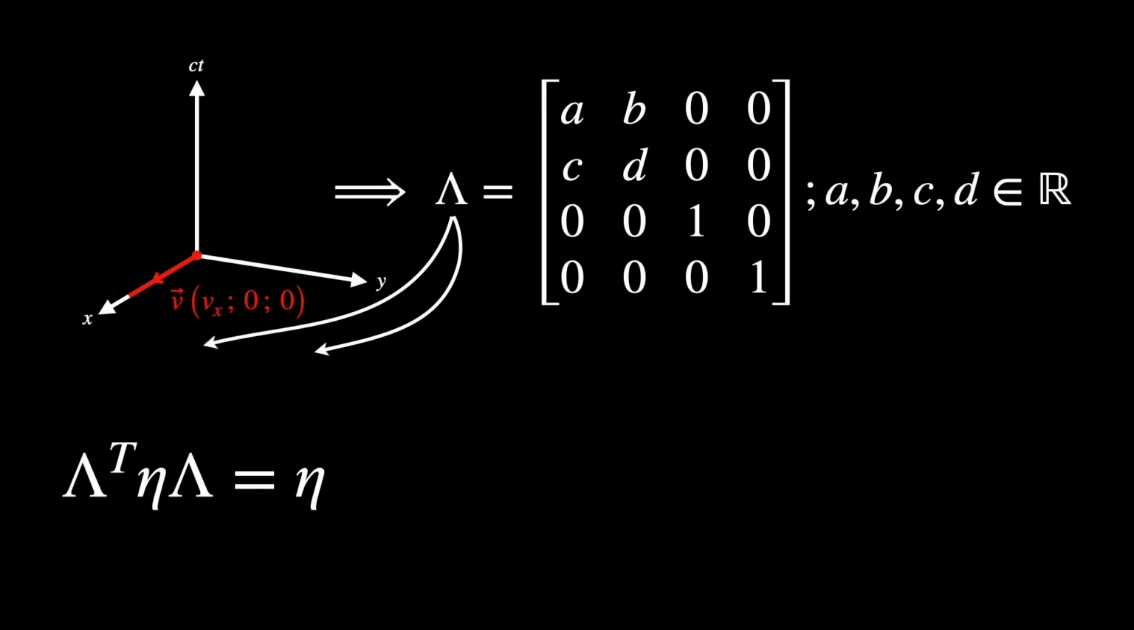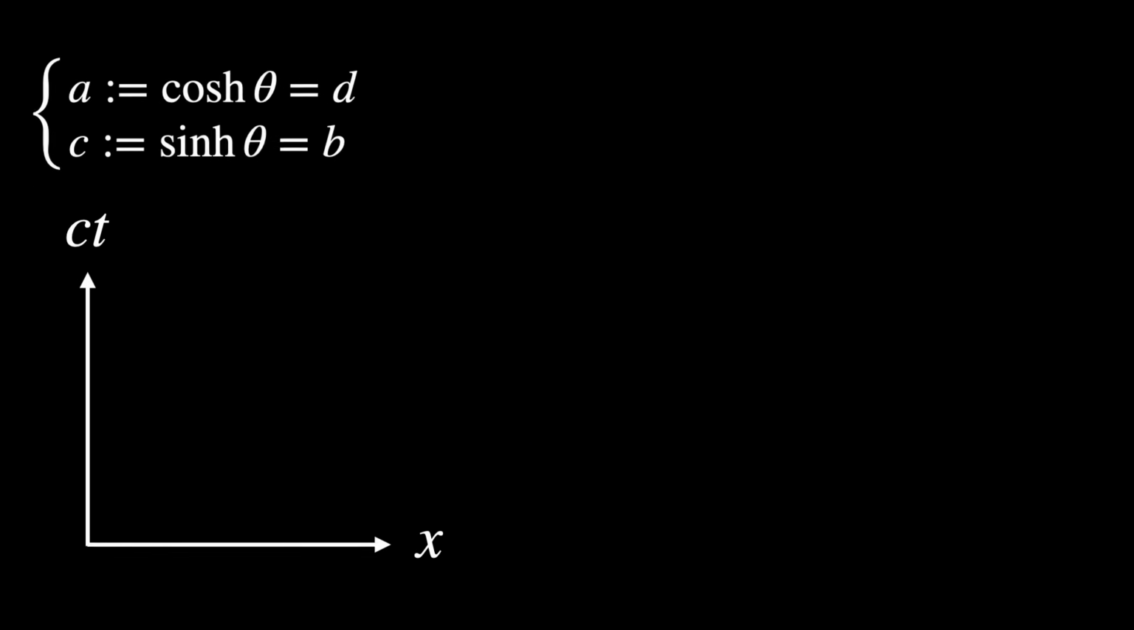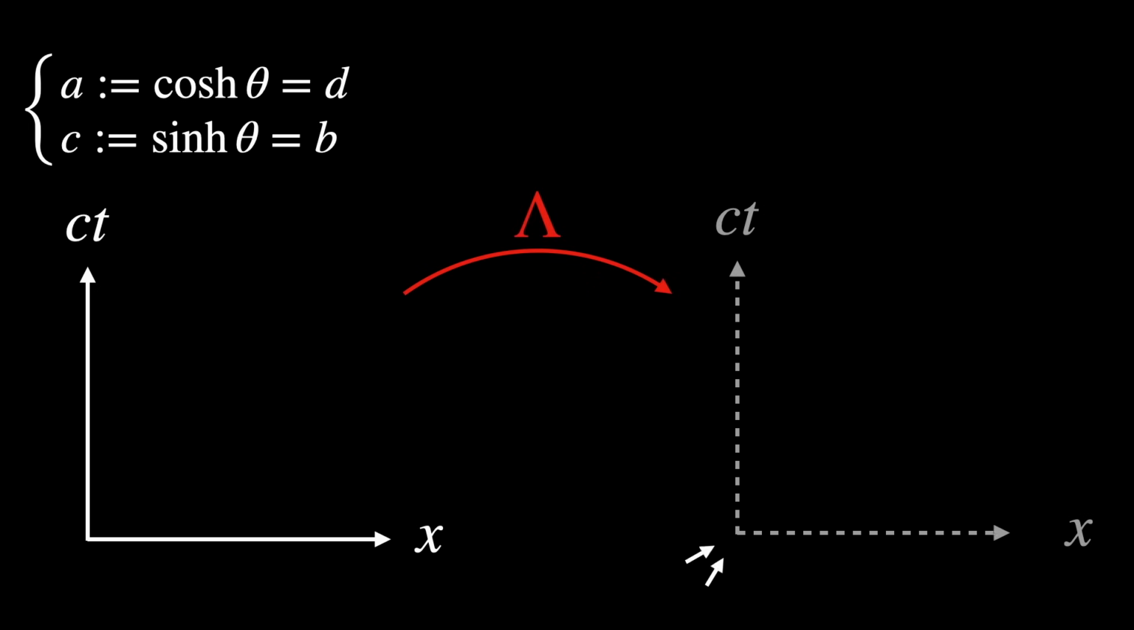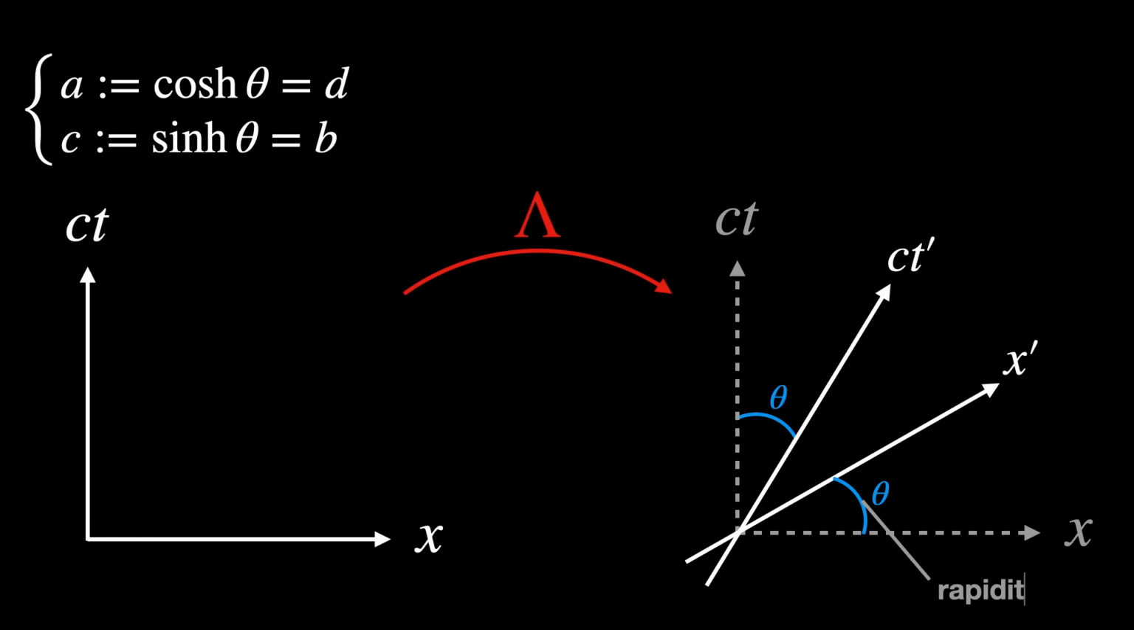Plugging this general matrix into our equation and working on the math here, again, check out the details in the PDF link, we find these values for the variables a, b, c, and d. A and d are both the hyperbolic cosine of an angle theta, and c and b are both the hyperbolic sine of an angle theta, where theta here is the angle of inclination of the tilt of the new c-time and space axis after the transformation. We'll clearly see in a bit how and why this tilting happens. By the way, this angle theta is usually called rapidity.